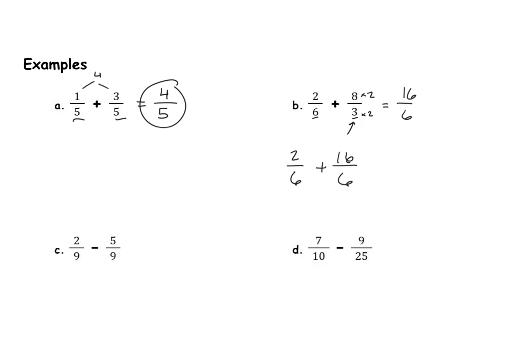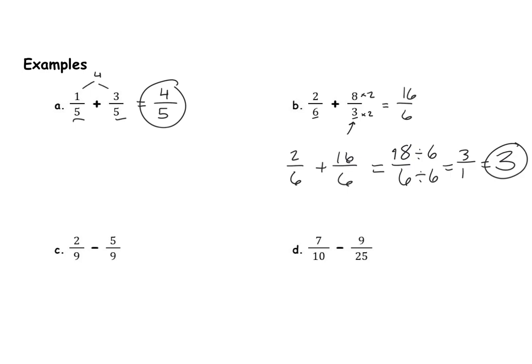Okay. My strategy was keep the denominator the same, add only the numerators. 2 plus 16 is 18, and then simplify from there. Well, I know that 6 can divide both of these. I'm left with 3/1. We know anything over 1 is just that number on top. So the most simplified answer is 3.